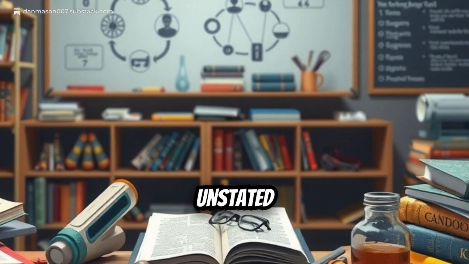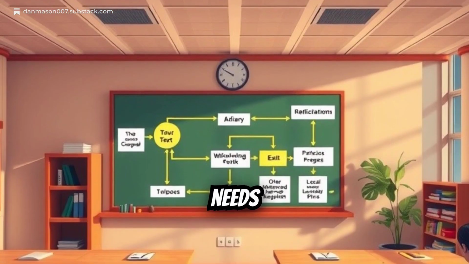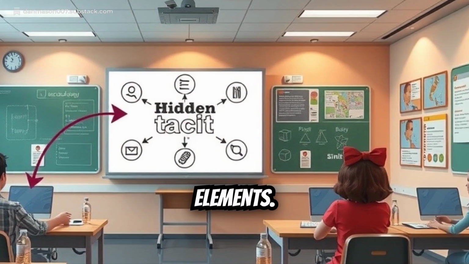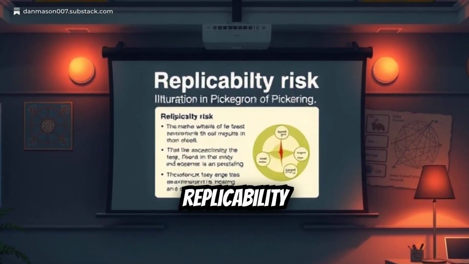Collins studied tacit knowledge. Science depends on unstated skills. Replication needs craft transfer beyond text. The protocol flags hidden tacit elements. It demands acknowledgement of replicability risk.